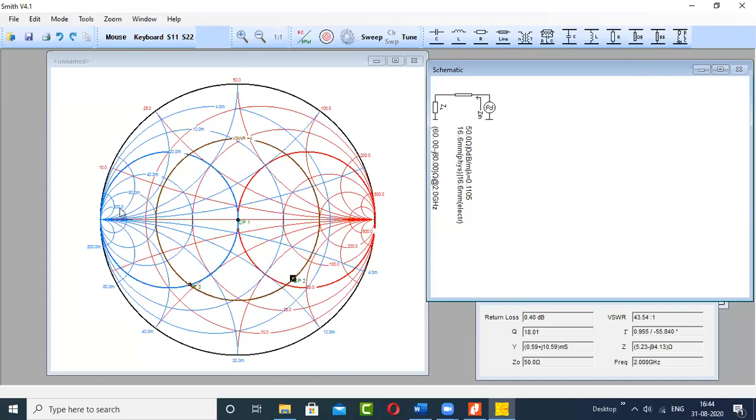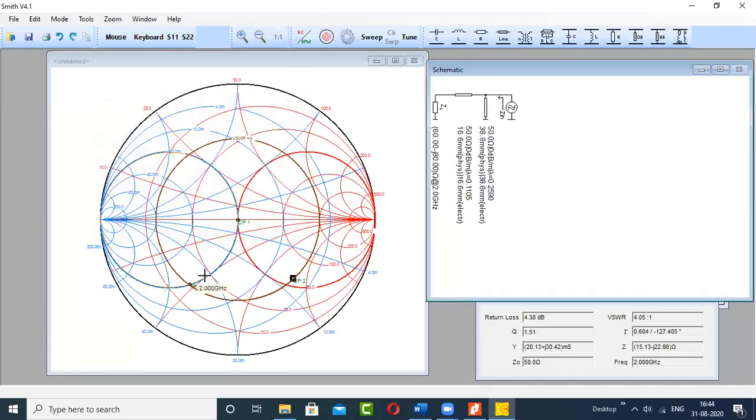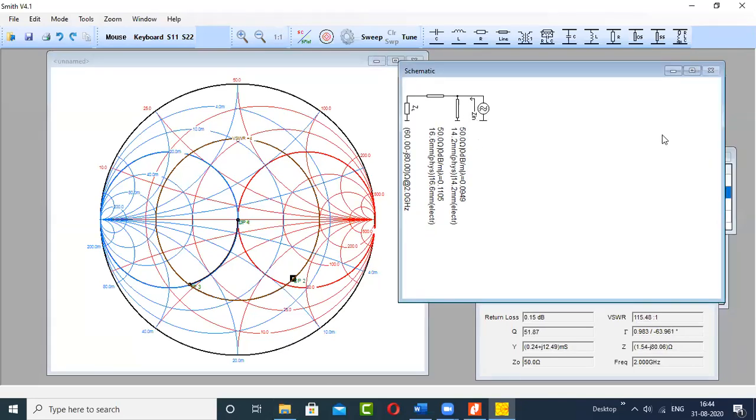That's why, when you select this stub, 50 ohm. Now from this intersection point, you have to move to the center of the Smith chart. So what you have to do is simply click at the center of the Smith chart. So now you can see this diagram. A similar diagram you have got already in the theoretical part of this lab.